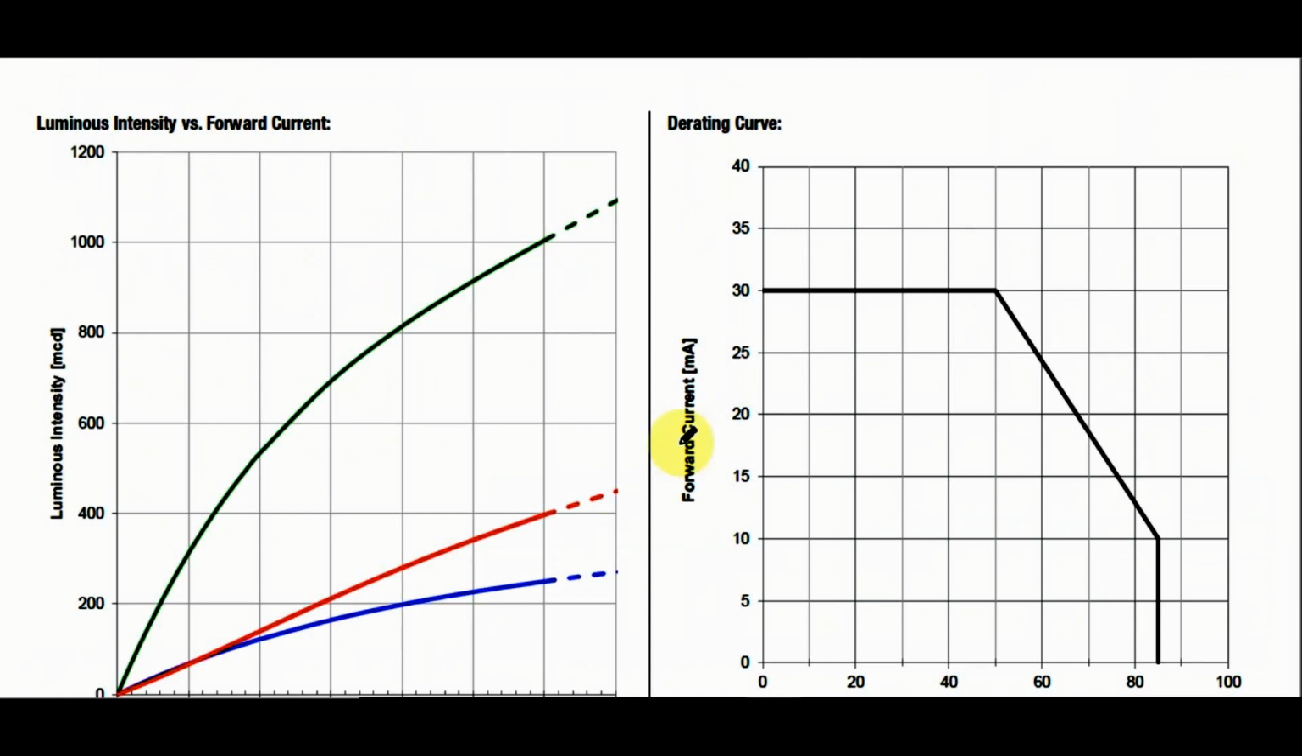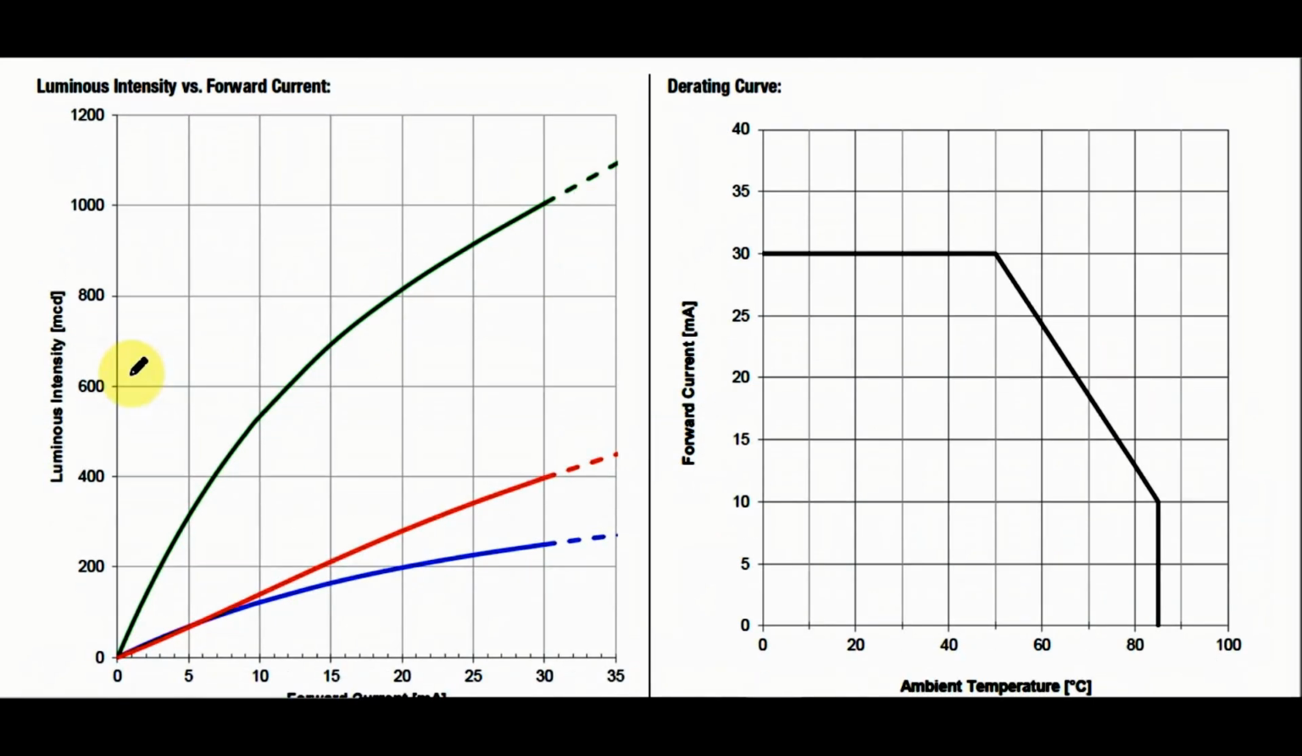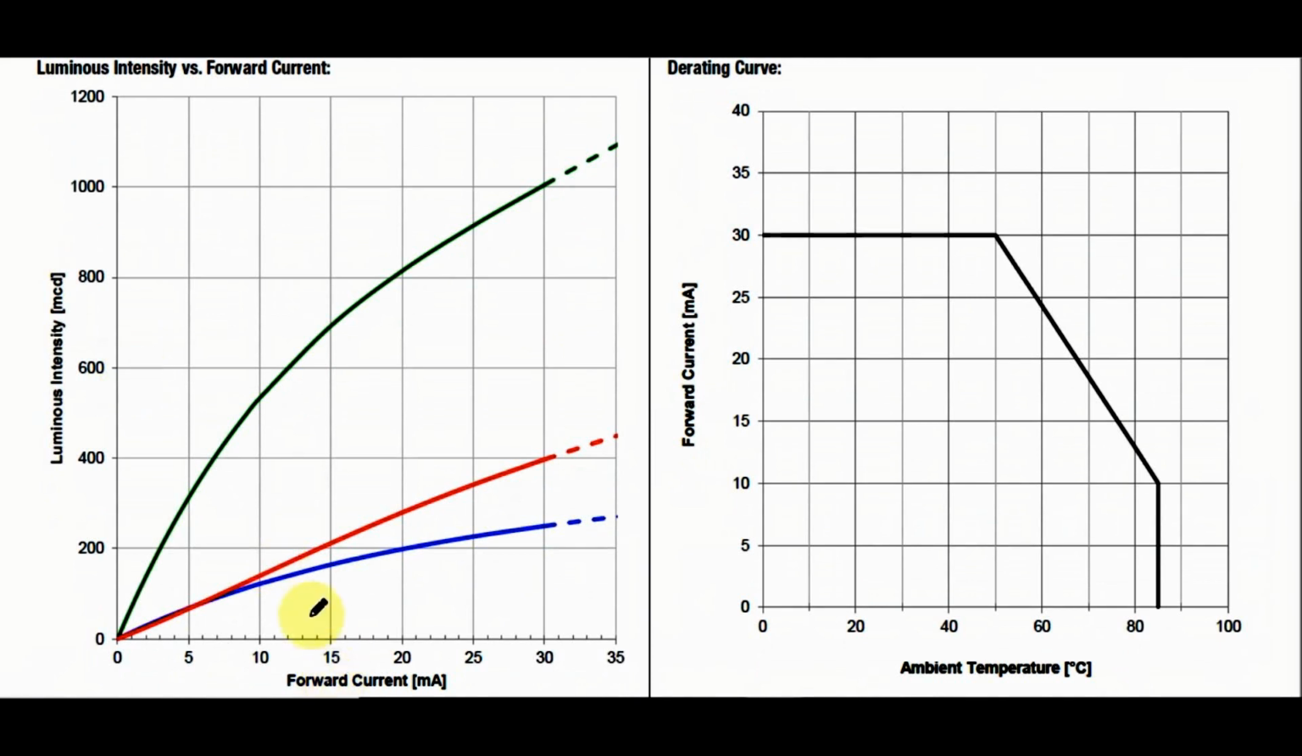This is the luminous intensity versus forward current graph. This is also important. If you increase your forward current up to 30 milliampere, which is the defined limit, your luminous intensity will increase. It's the same for red LED and the same for green LED.